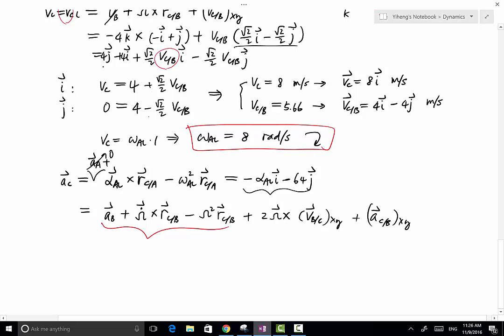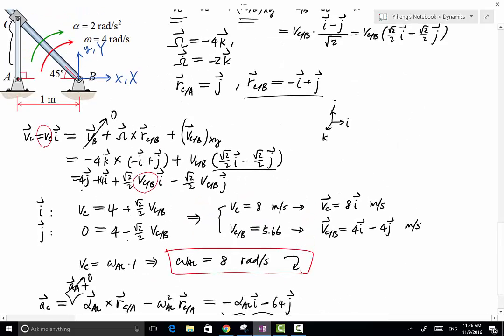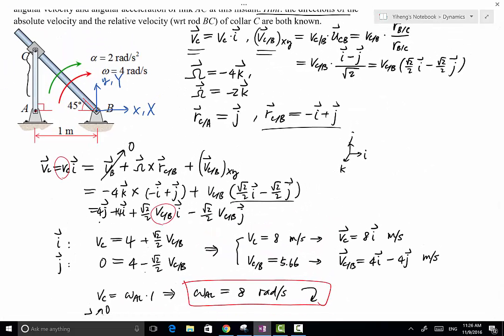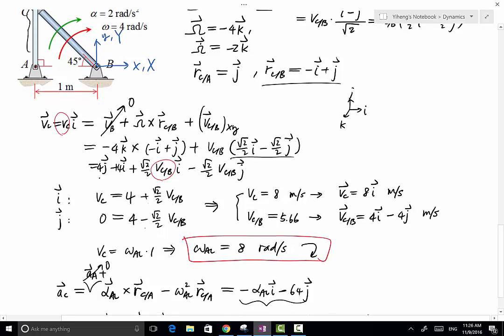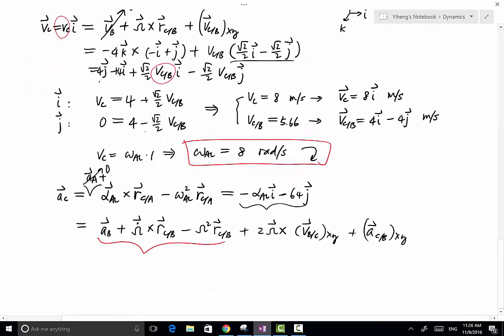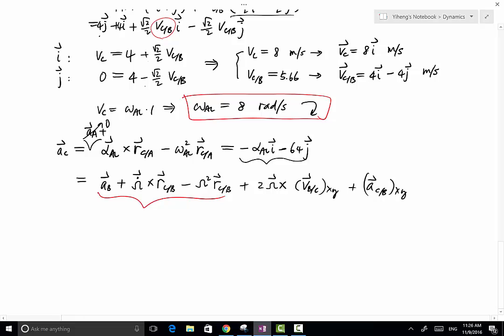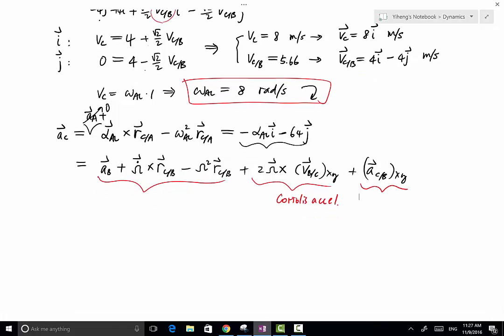So this part right here is the acceleration of point C if point C also belonged to rod BC, which is not the case, okay? Because point C, the collar, moves along the rod BC, therefore we need to add these additional components. This one right here is the Coriolis acceleration, and this one right here is the relative acceleration of the collar C along the rod BC. So let's start to fill in things that we know.